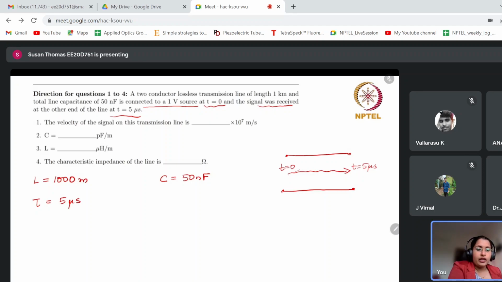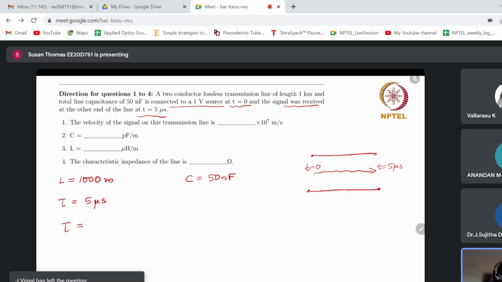Now, will you be able to calculate the velocity of the signal on the transmission line? You know that transit time is length by velocity of signal, so you can easily calculate the velocity. Velocity is length by tau. So length is 1000 divided by tau, which is 5 microseconds, 5 into 10 power minus 6. Can you give an answer for the velocity? So it will be 200 into 10 power 6 meter per second.